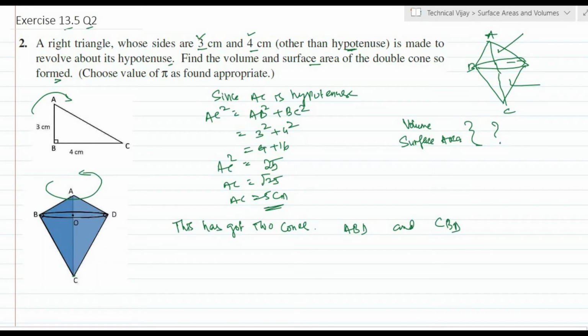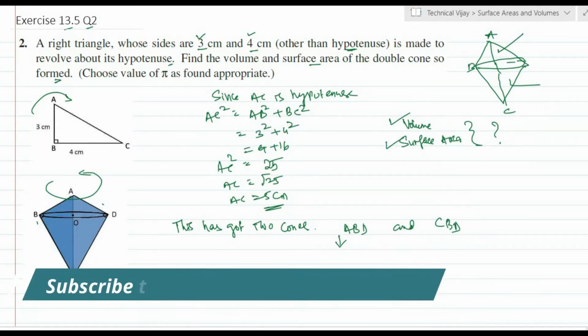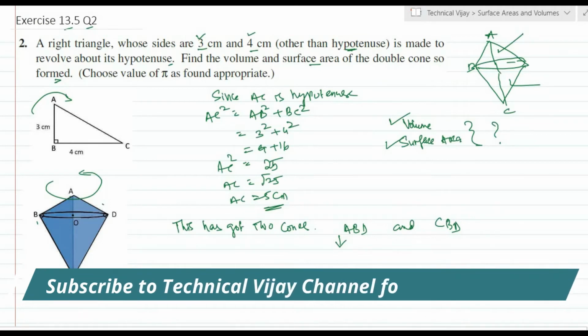Okay, here ABD is the upper cone, and CBD is the lower cone. So now we will consider this cone ABD to calculate its volume and surface area. Here we should know the formula for volume, which is 1 by 3 pi r square h. So the volume is equal to 1 by 3 pi r square h. Okay, and the surface area will be equal to pi r l.